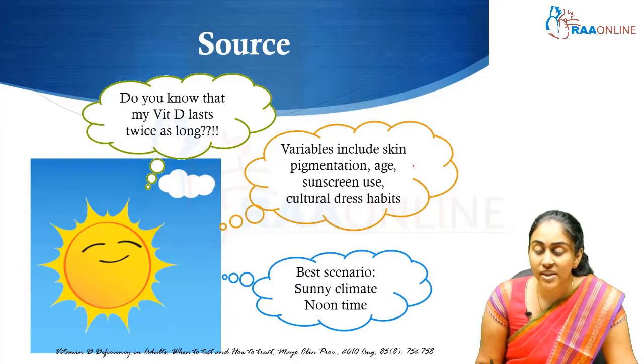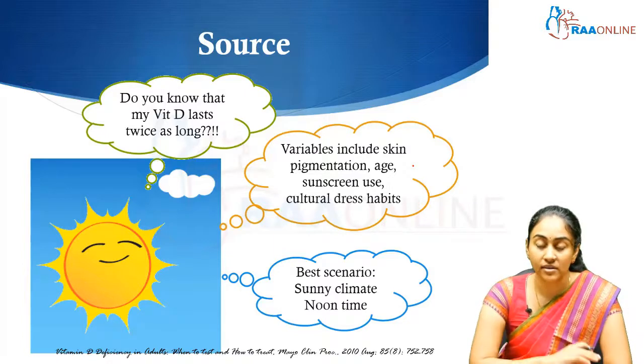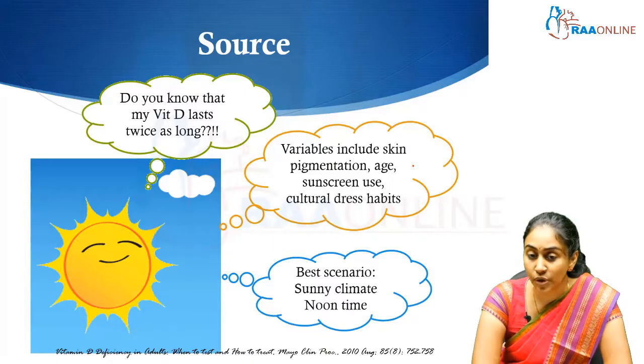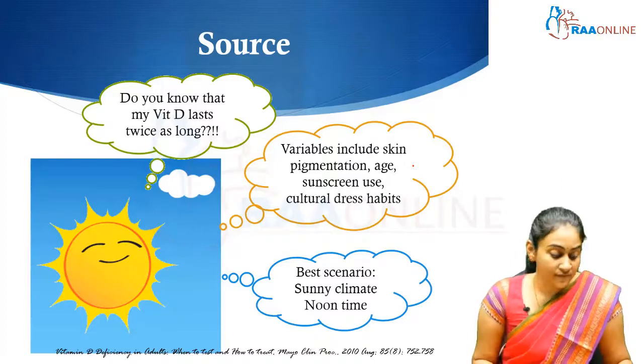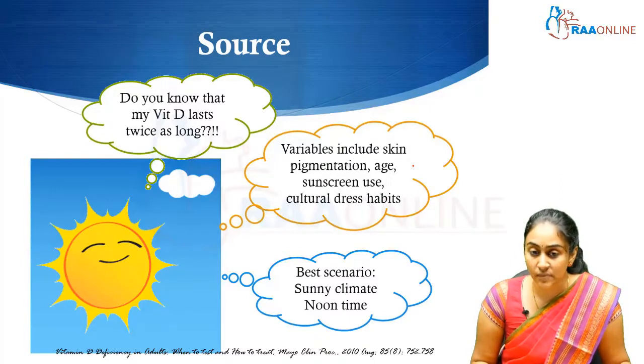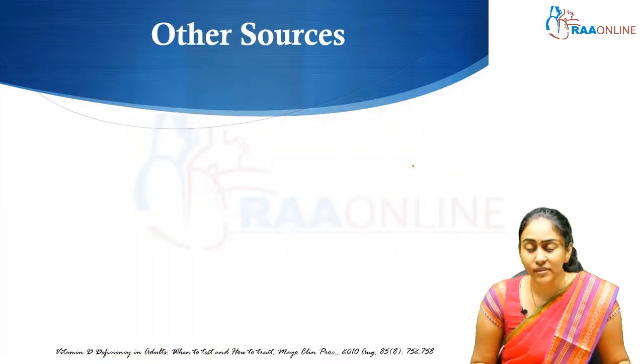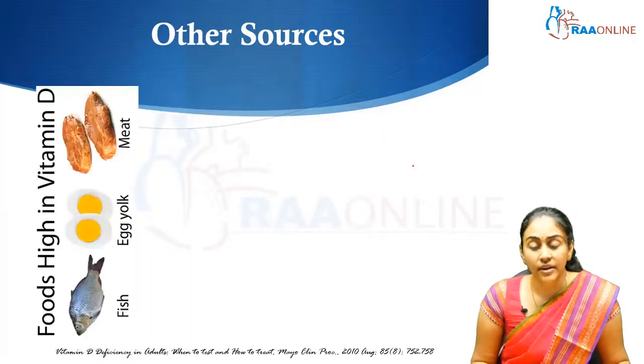And what is the best time, the best sun rays for vitamin D production? When is that going to be seen? That's going to be seen in the noon time. So contrary to popular belief, the sun rays during the noon, that's very effective in producing vitamin D from the skin. Now let us look at the other dietary sources.